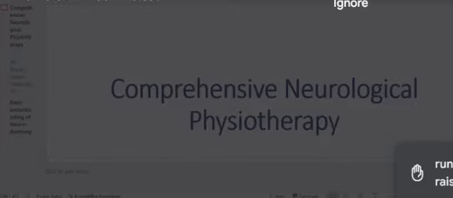Central and peripheral. Very nice. Central and peripheral, nice answer. Anyone else?